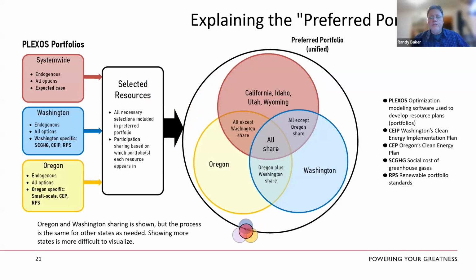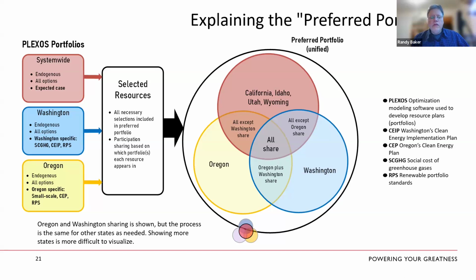What we do is we run models with different sets of requirements, assuming Washington requirements, assuming Oregon requirements, assuming requirements for the whole system. And we look for overlap in the resource selections. And that overlap determines really, in a sense, who owns those resources or who participates in a share of those resources.